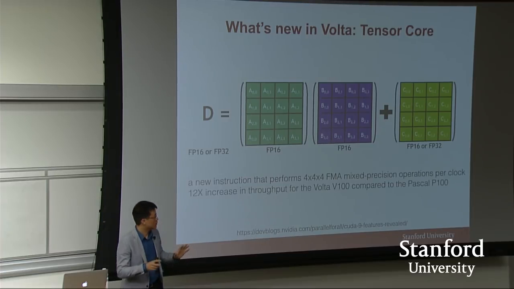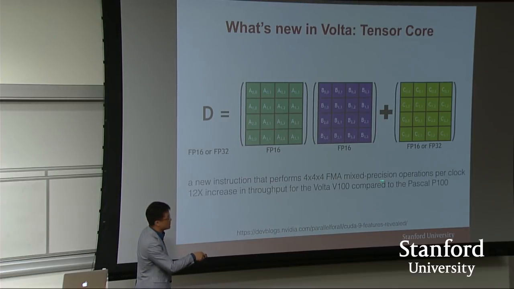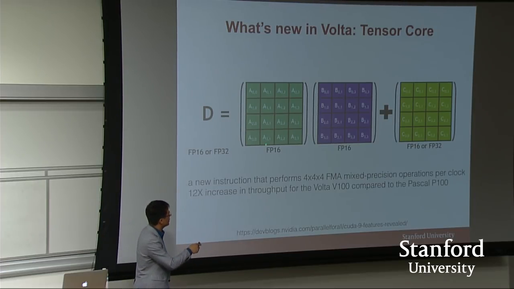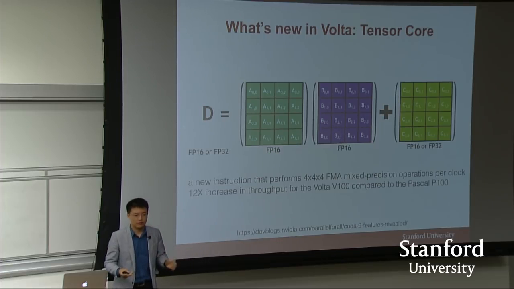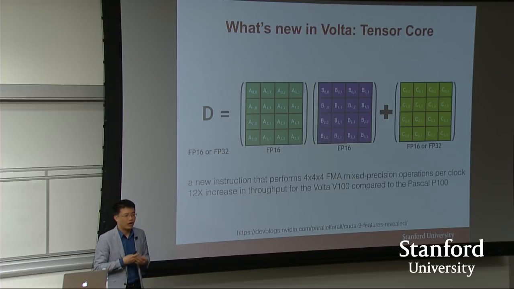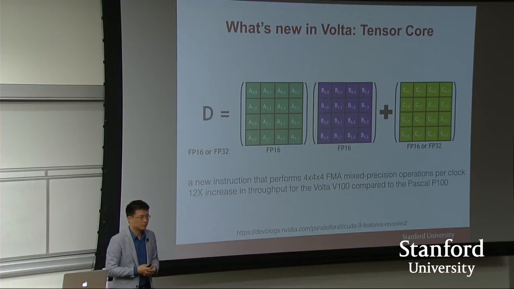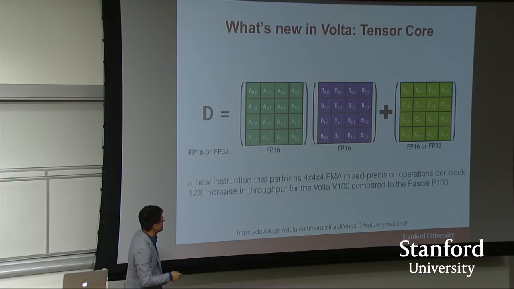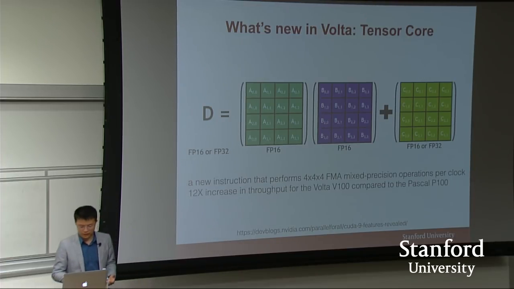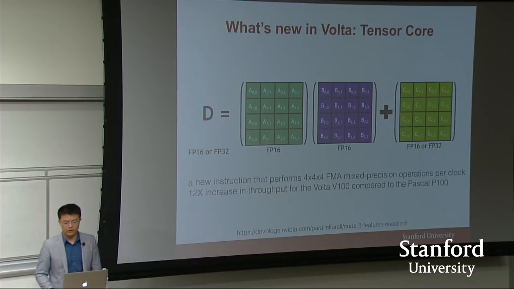So let's decipher a little bit what this means. Mixed precision is exactly as we mentioned in the last chapter. We use FP16 for the multiplication, but for accumulation, we do it in FP32. That's where the mixed precision comes from. Let's see how many operations it is: 4x4x4, that's 64 multiplications done in a single cycle. That's a 12x speedup of Volta compared with Pascal, which was released just last year.